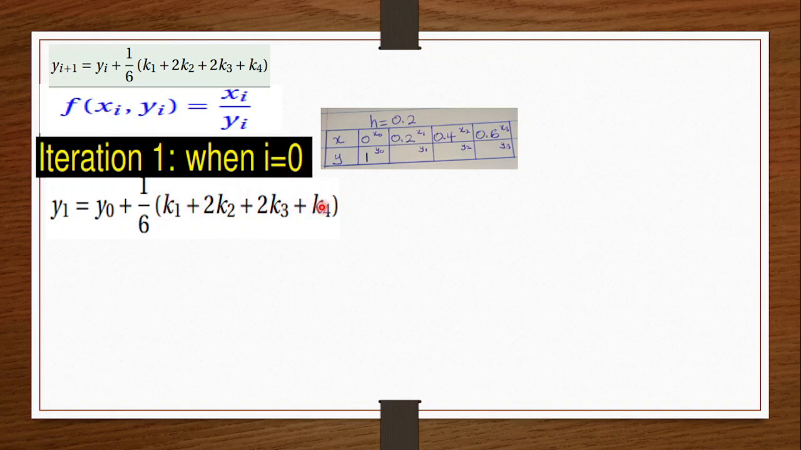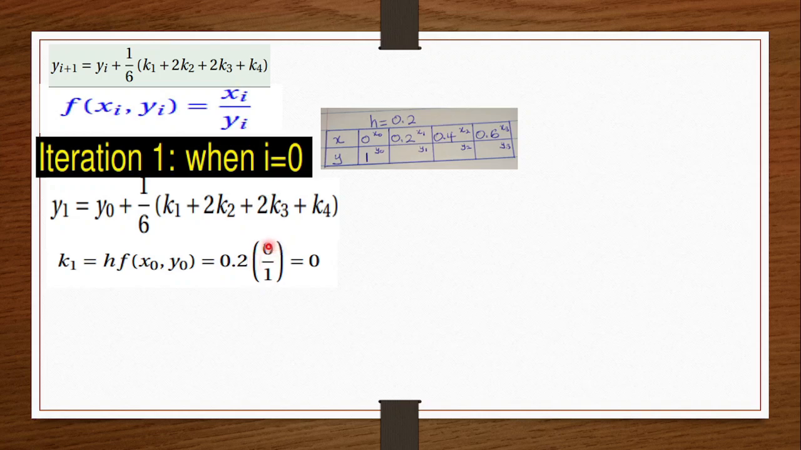We start from k1, k2, k3, k4, and find all these values. We already have the equations. K1 is equal to f of x0, y0, since we are starting i from 0, and we know that h is equal to 0.2. So we are finding f of x0, y0, and to find it, it is just the x value divided by the y value.